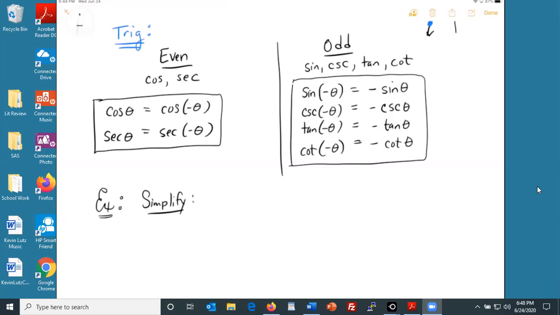All right, so there's not much involved with these. The examples here are really simple, just by making one substitution. So example 1 is to simplify the sine of theta plus the sine of negative theta.